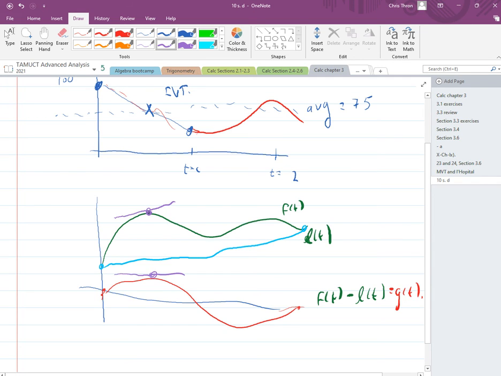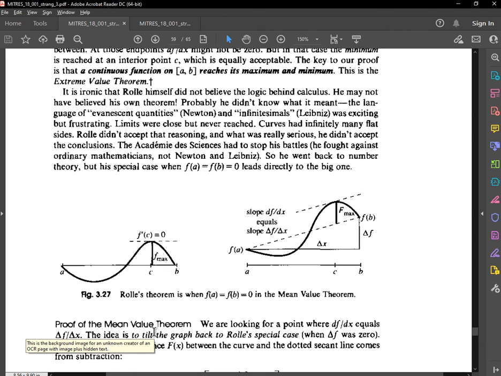So at this point, let's call it t0, f prime of t0 is equal to f prime average. And then at this point, I have g prime of t0 is equal to 0. Because L of t has slope equal to f prime average, when I subtract, I get 0. So that's the way you can actually prove it.